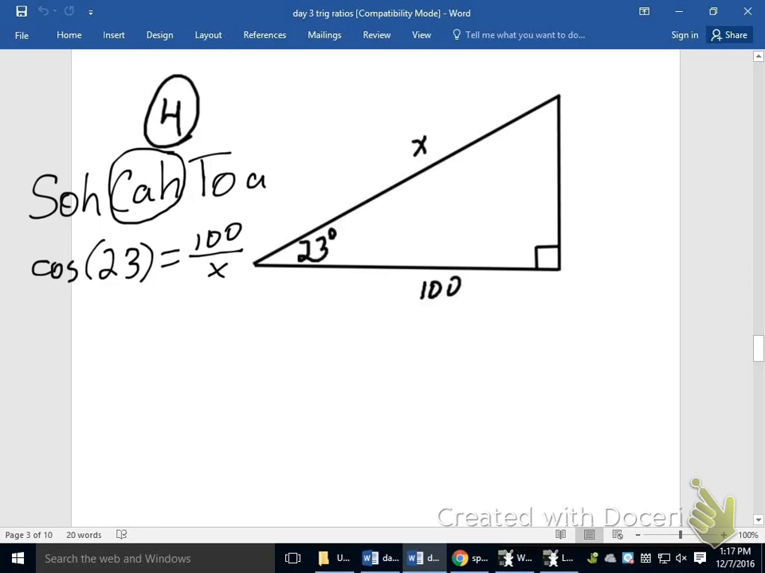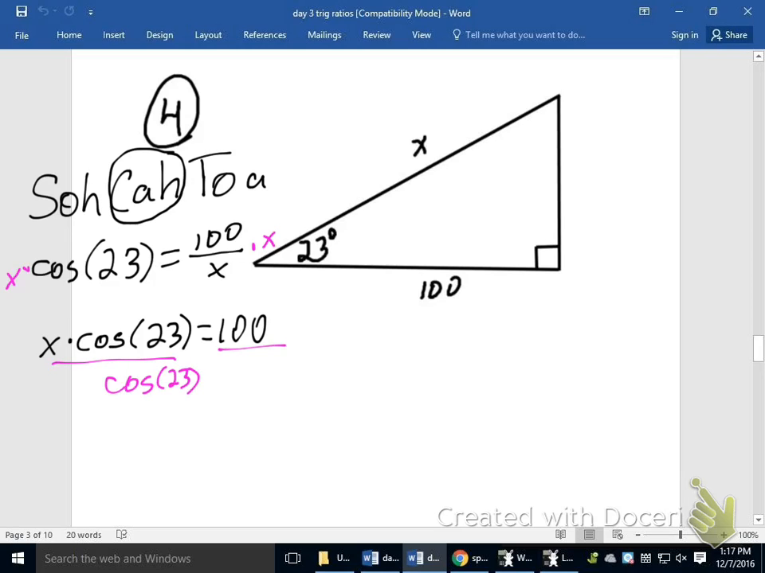Now, some people might panic on a problem like this. It's actually really easy if you just first multiply both sides by x. So it'll be x times the cosine of 23 equals 100. Now all you've got to do is divide by the cosine of 23. All right, so x is equal to 100 over the cosine of 23.